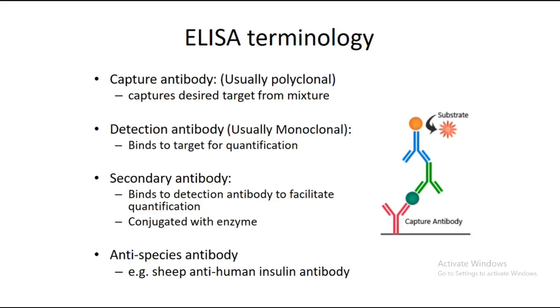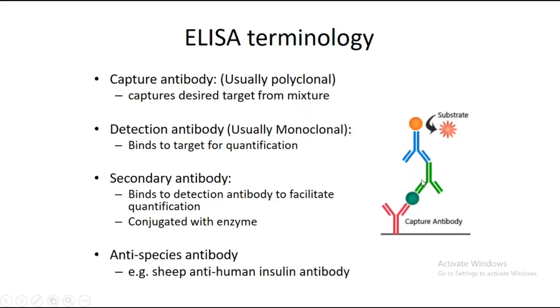You can also have a secondary antibody, and the concept of the secondary antibody is to bind the detection antibody to facilitate the quantification. Here you can see the secondary antibody binds to the detection antibody. The thing to note is the secondary antibody has an enzyme conjugated to it. The whole concept here is that once we have this series of reactions, which will be different based on different ELISAs, we'll cover that in the next few slides.